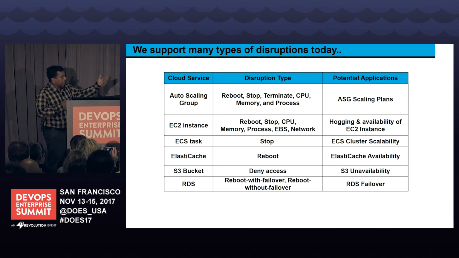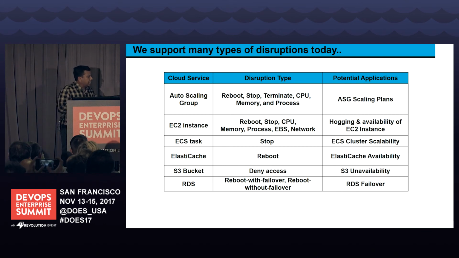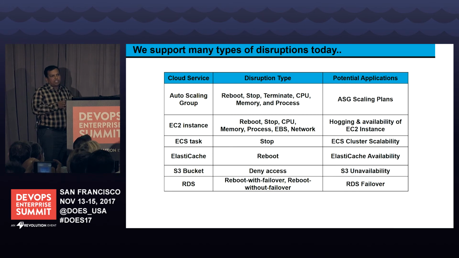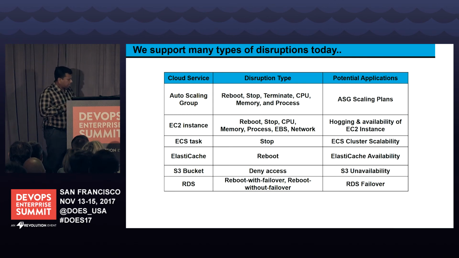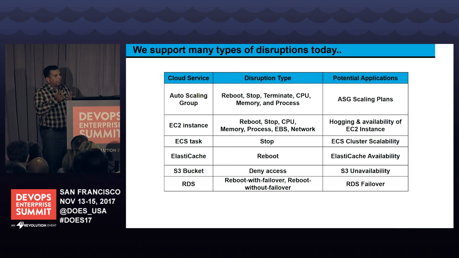EC2 instance level, as I said, memory, process, EBS, network failures, ECS container service, ElastiCache service, S3 bucket. So if you block the S3 bucket policy, what happens? You cannot access the bucket from US East. So does your application still work from US West, or how does the user work? Many people may not even be testing those kinds of scenarios. They think that S3 is 99.99 and will be available all the time throughout the year. Things like RDS: what happens when you fail over from a primary to a secondary server, how much of your application will be impacted.